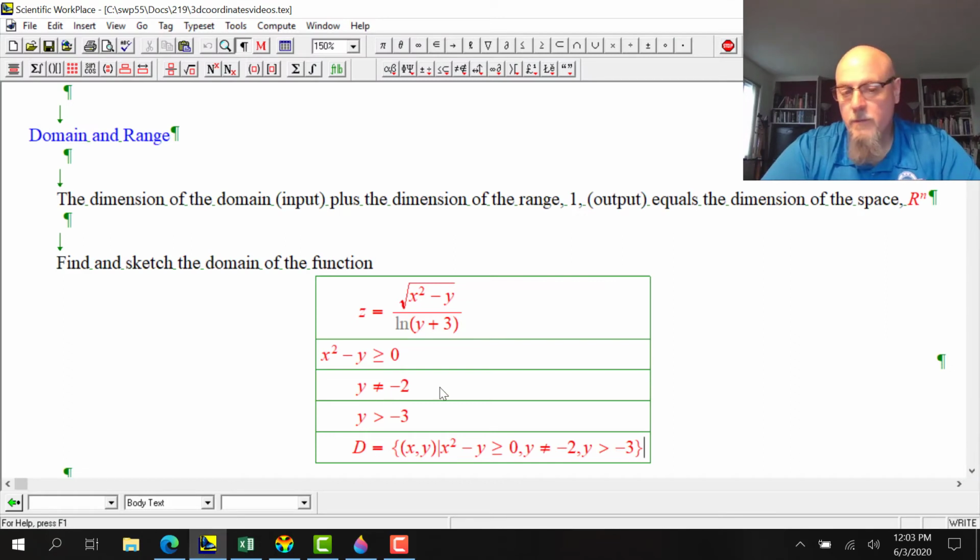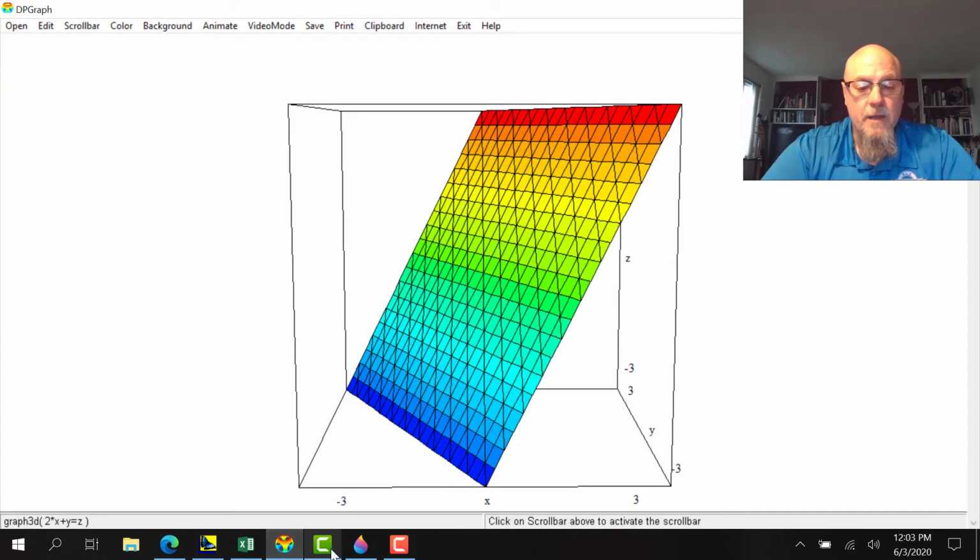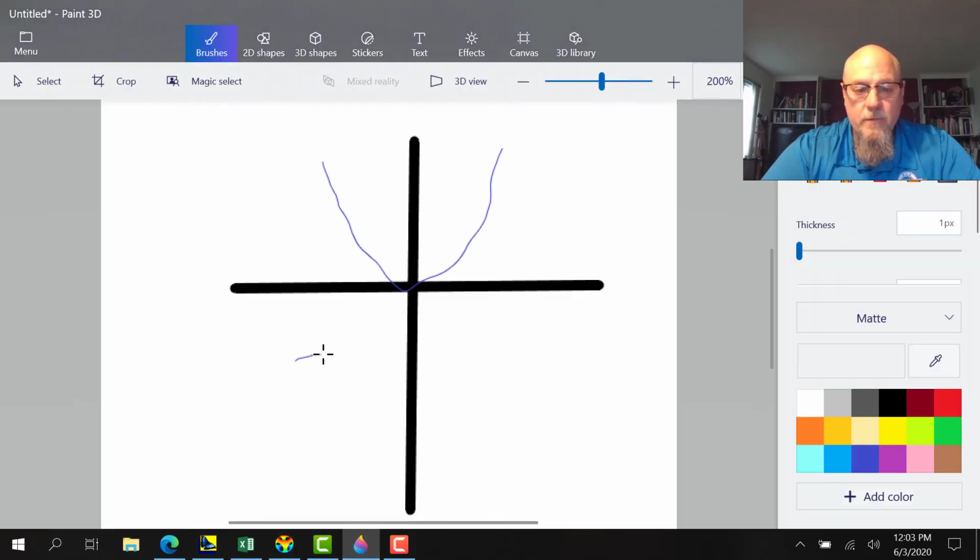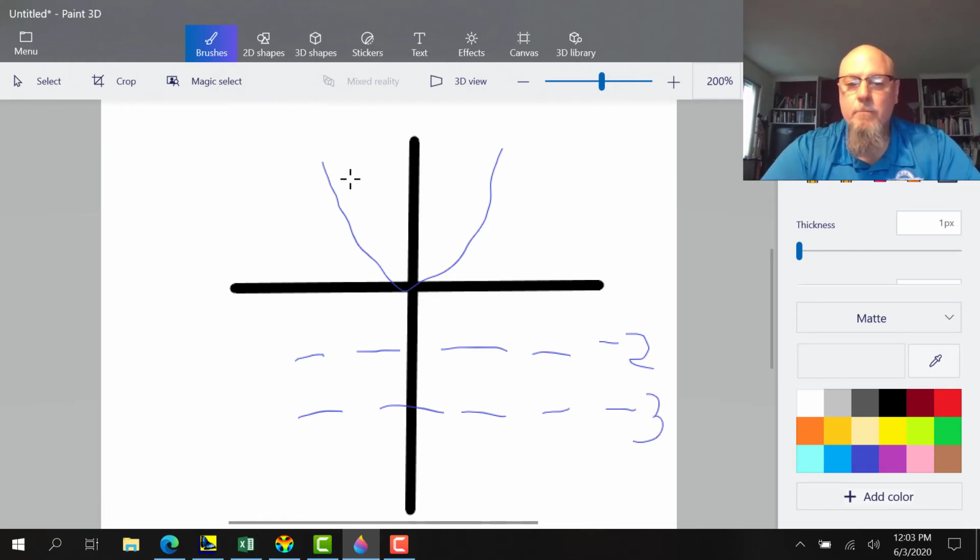What about this inequality? Well, this one's easy. Y can't be equal to minus 2. So I'm going to put a dotted line at minus 2, and also y can't be equal to minus 3, so I'm going to put a dotted line at minus 3, and so now I want to be below or on this parabola, not equal to minus 2, but above and not on this y is equal to minus 3 line.